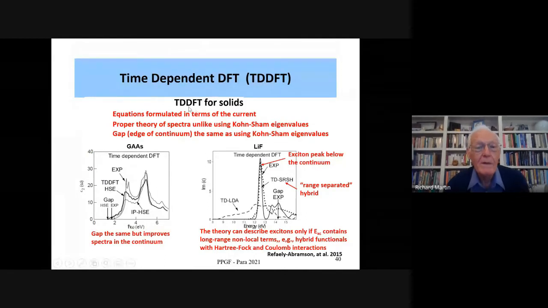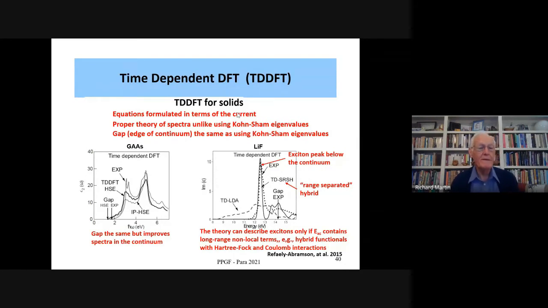If you do time-dependent density functional theory for solids, you don't improve the gap problem one bit. You still need to use something like a hybrid functional in order to get the gaps reasonably right. And then when you do the time-dependent version, it doesn't make all that much difference in materials like gallium arsenide. It improves the agreement with the optical spectra, but really these are just quantitative improvements.